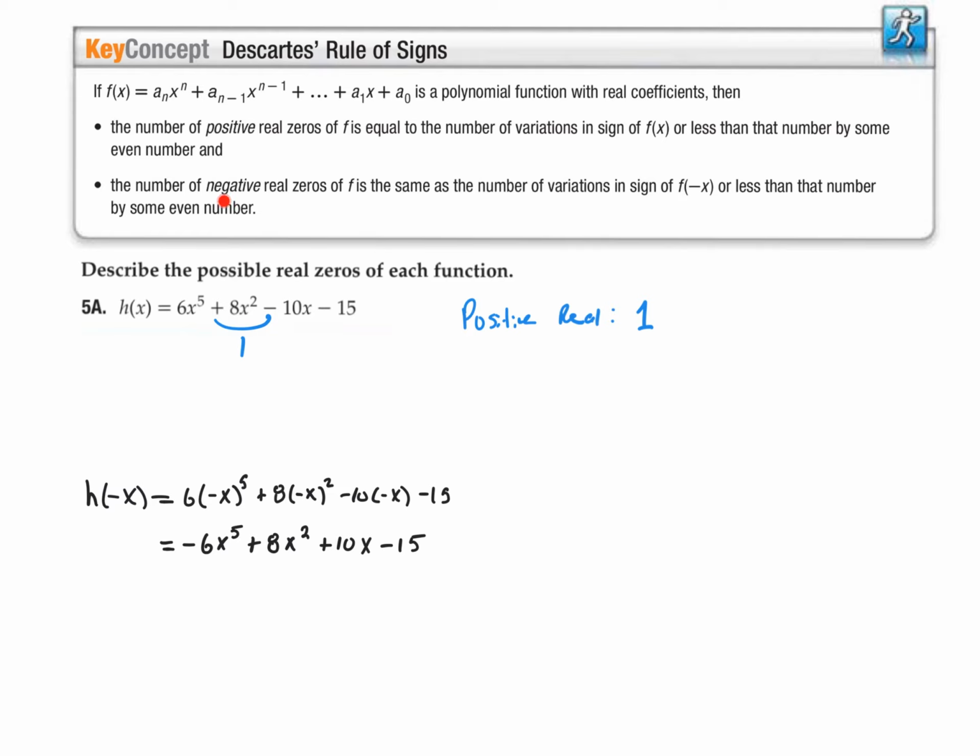But since it's just 1, I just have one positive. When we do something similar, if we want to see the negative real zeros, we just have to plug in negative x. Thankfully for you, I already did that. I plugged in negative x into this function, and I got this. Now I need to see how many sign changes I have. Well, it goes from negative to positive, so there's 1. Positive to positive, that's not another 1, but from positive to negative, that's 2. So for negative zeros, I either have 2 or I have none.